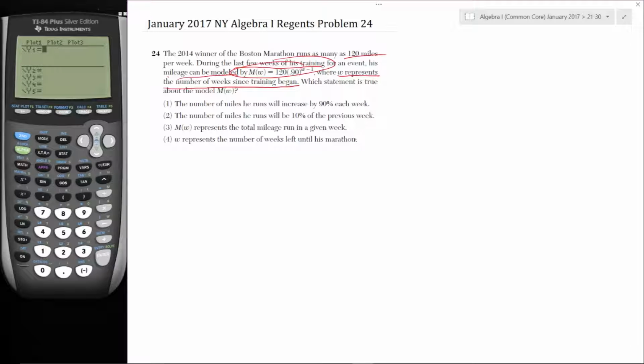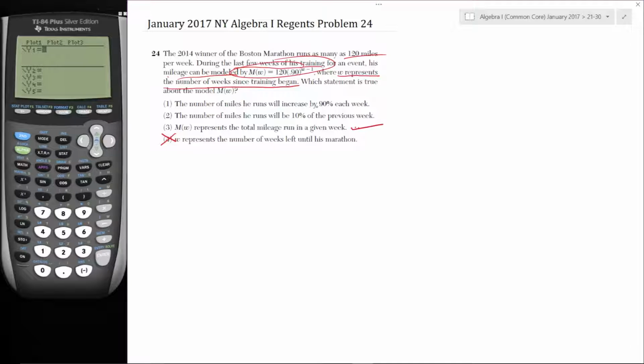So the ones that we can verify most easily are these two. For example, the number of weeks left until the marathon: they just told you that w represents the number of weeks since training began, so that can be eliminated. This one can be verified the most easily. M of w represents the total mileage run in a given week. During the last few weeks of his training for an event, his mileage can be modeled by m of w. So that's what it is. This is correct.